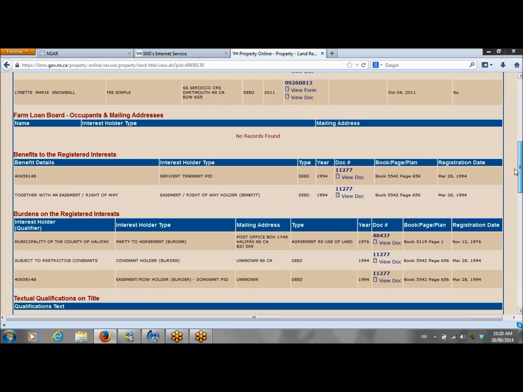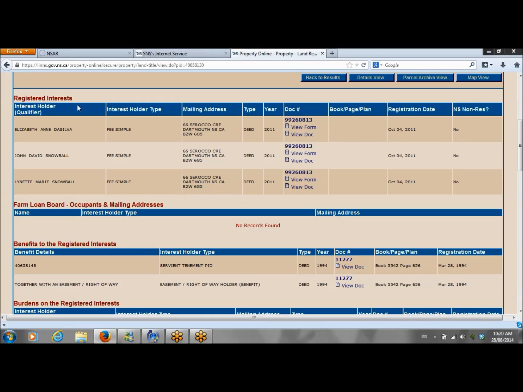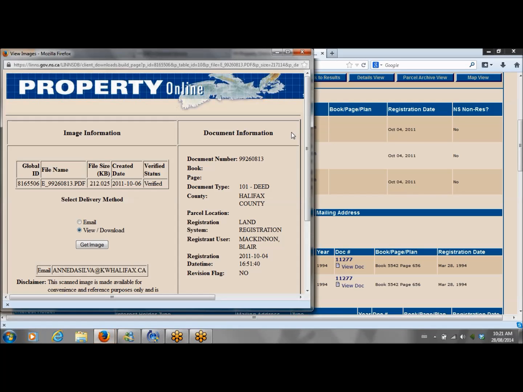Okay, so the first thing we see is that we can see exactly who is an actual registered interest holder. Then we can actually look at the deed. So I'm going to look at the document. I'm going to download it.